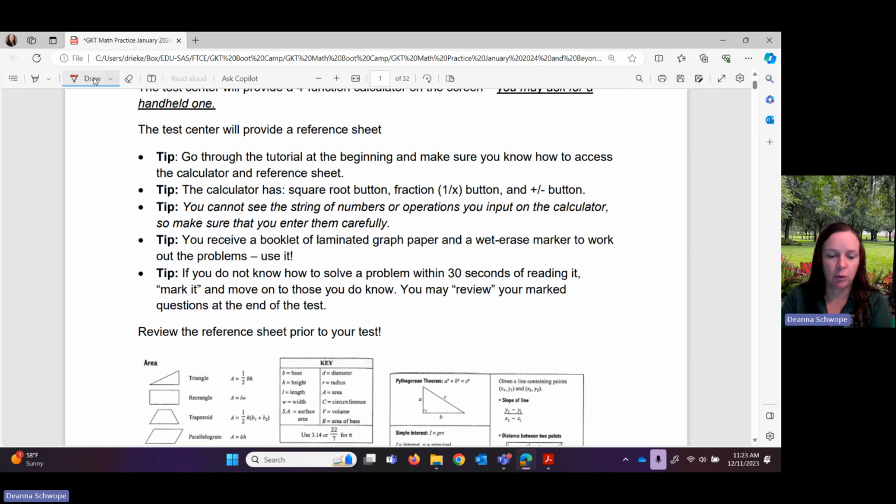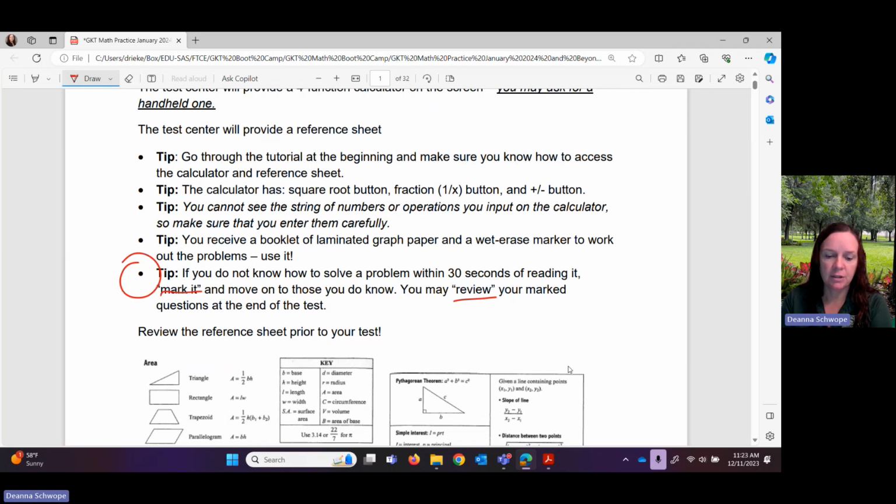One tip, and it's my last bullet point down here: if you do not know how to solve a problem within 30 seconds, so you read the problem and are not sure how to solve it, they have a mark and review option. Mark it, move on to the ones you know, and then go back and review them at the end. Big tip, because that way it saves you time later on. If you need a little more time, you can go back and spend more time on it.